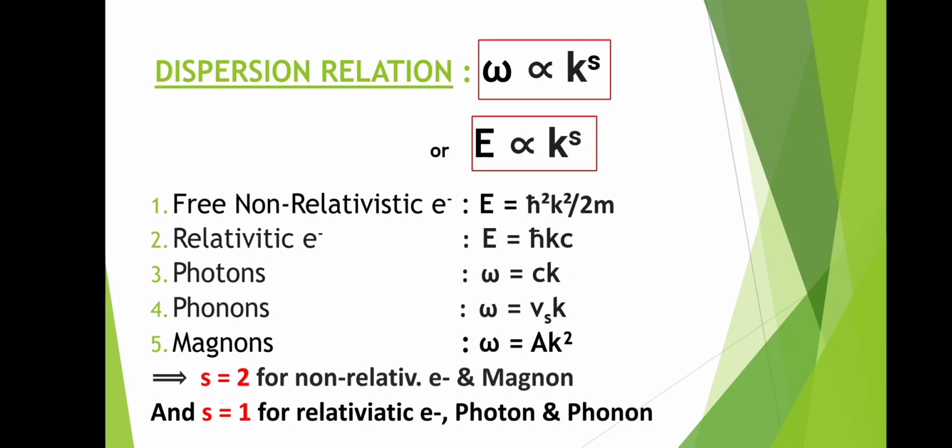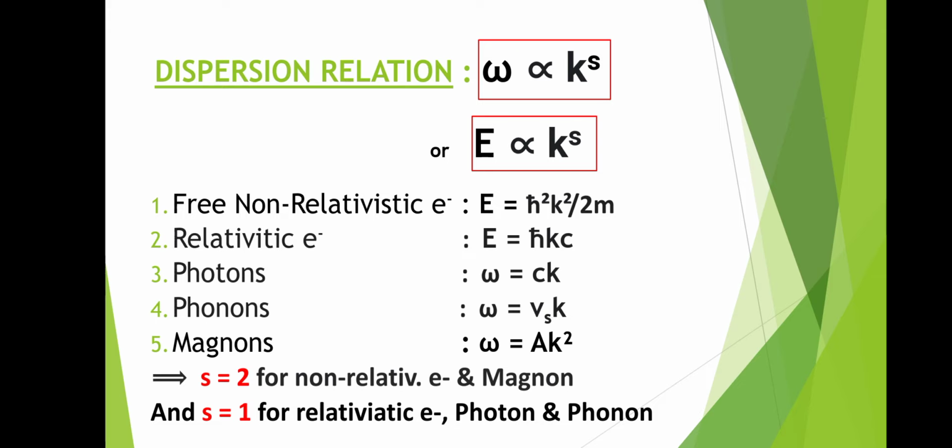So we all know that the dispersion relation is the relation between the frequency or the energy with the wave number, and for a non-relativistic free electron, the dispersion relation is E equals h bar square k square by 2m. You all are familiar with this. For a relativistic electron, E equals h bar k c. H bar k is momentum.